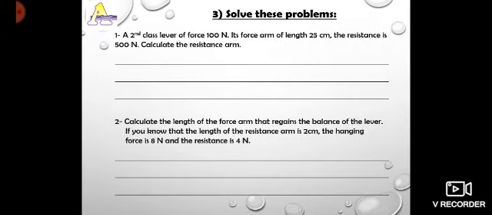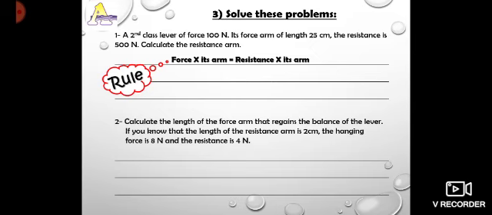Now we came to the most important question. It's: solve these problems. Solving problems is very, very important. When we have a problem in the exam, first we must write the rule. Then read the question and get out all the given.